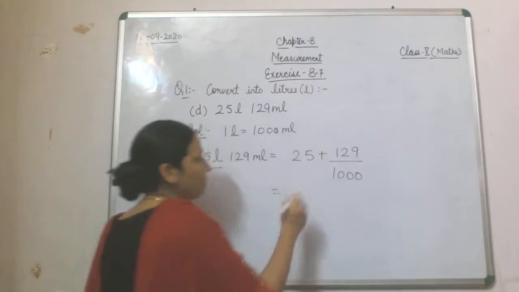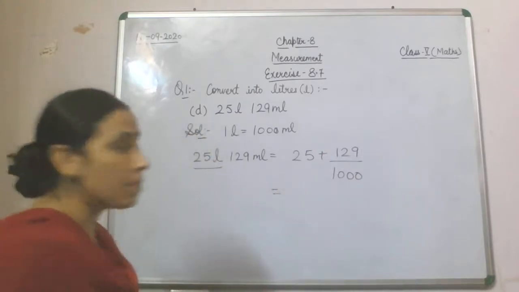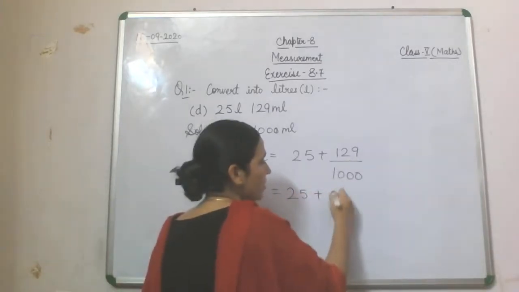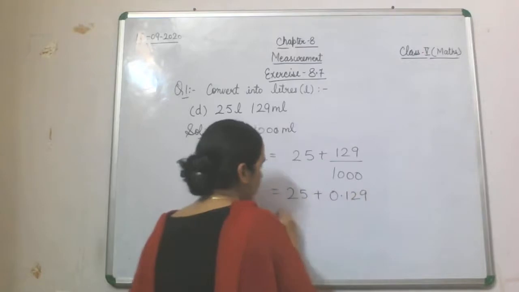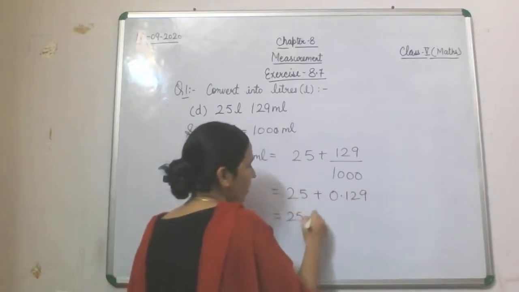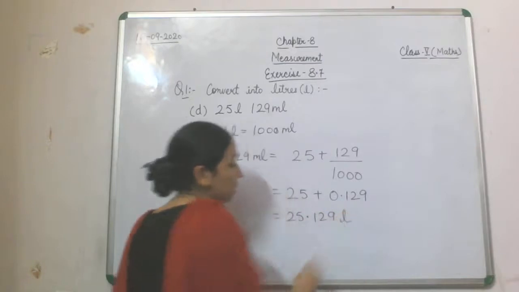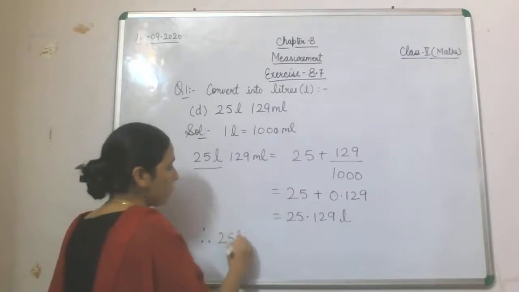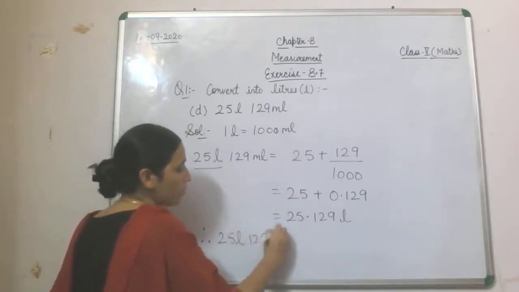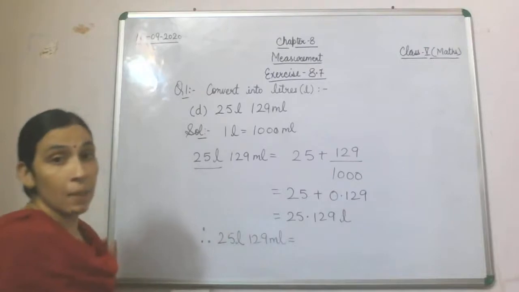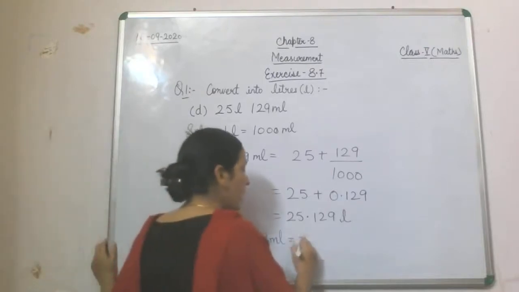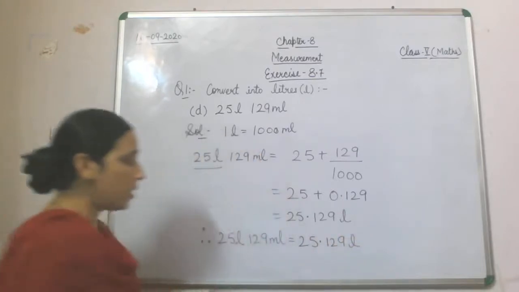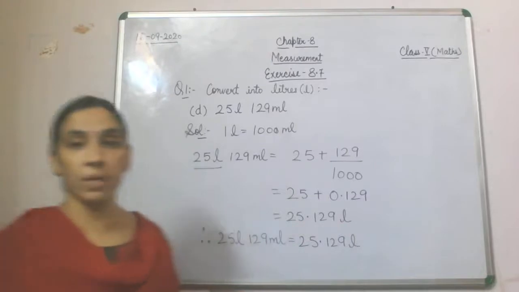Now dividing by 1000 means you require 3 decimal places. So 25 plus, counting, 0.129. So this we can write like this: 25.129 liters. So what we have done, we have converted this 25 liter 129 milliliter, which is given in 2 units separately, and we have written the answer in liters only.